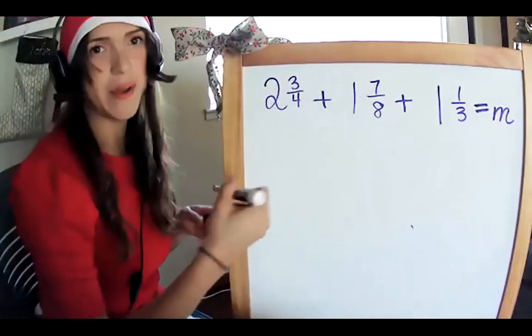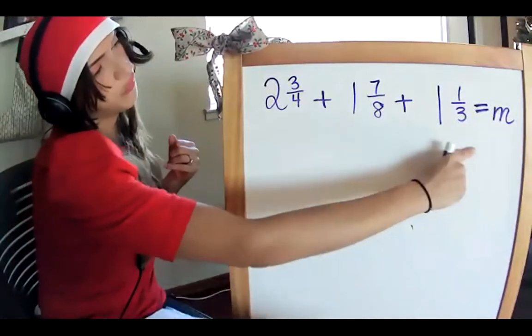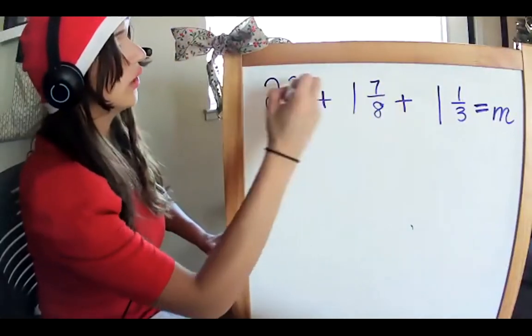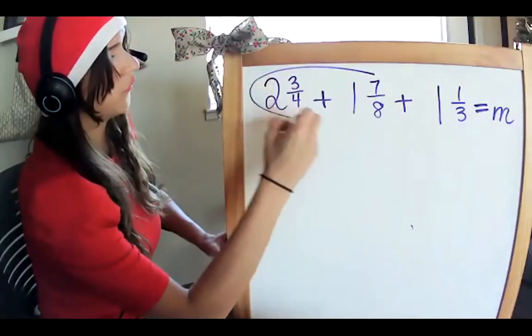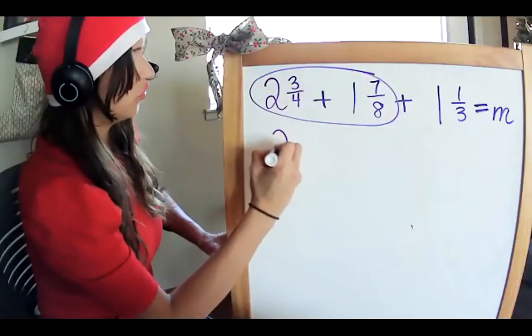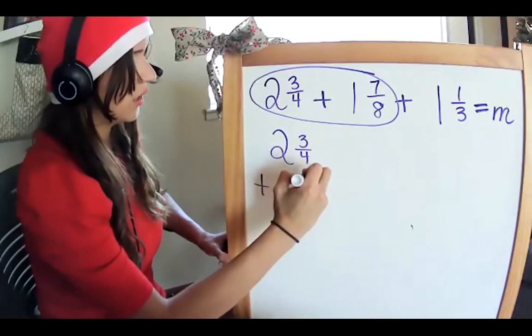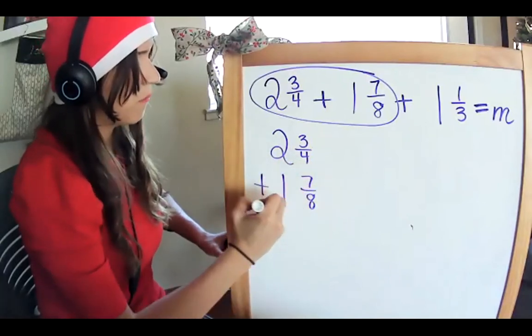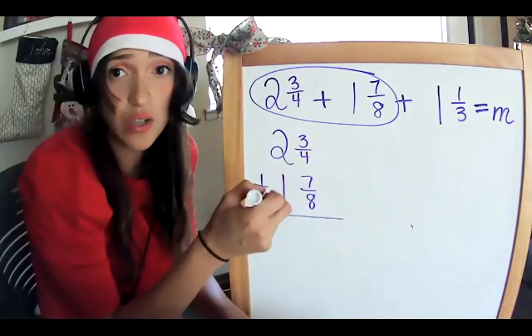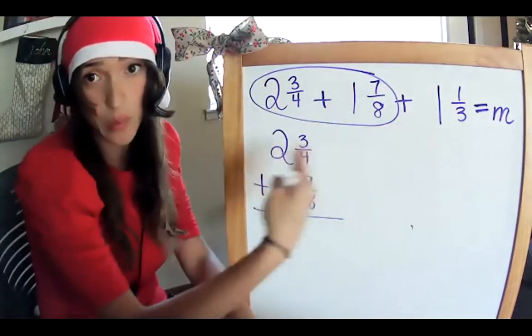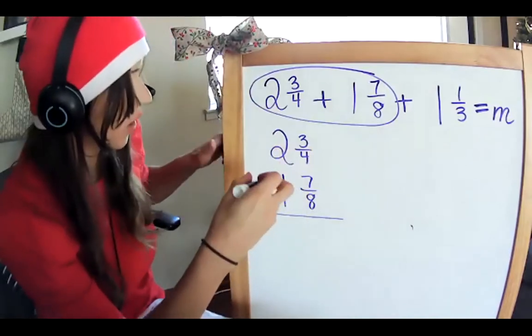Can I get parentheses? We don't have any parentheses. We have 3 different mixed numbers, but we can only solve 2 values at a time. So let's solve this first: 2 3/4 plus 1 and 7/8. Remember, if there are no parentheses, you always solve in order of first to last, as long as we have addition and subtraction that we're working with.